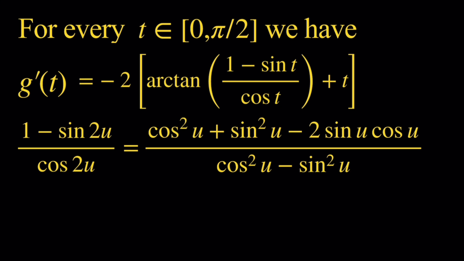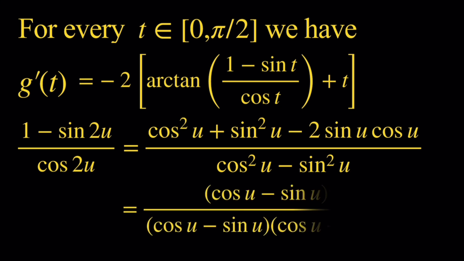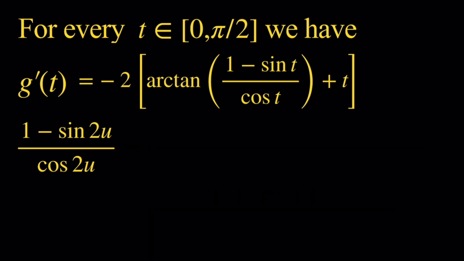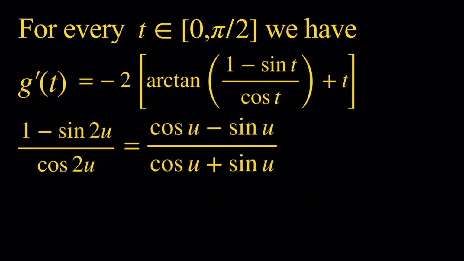Then we're going to factor. Let's factor the numerator and also the denominator. So we're going to get (cosine of u minus sine of u) squared. And in the denominator, we're going to get (cosine of u minus sine of u) times (cosine of u plus sine of u). Now we can cancel the difference cosine of u minus sine of u, and we're going to end up with (cosine of u minus sine of u) divided by (cosine of u plus sine of u).